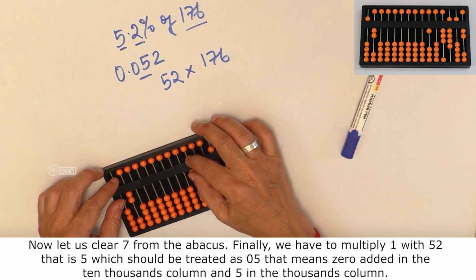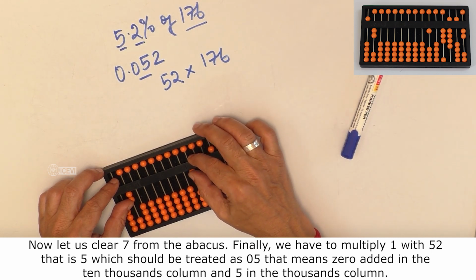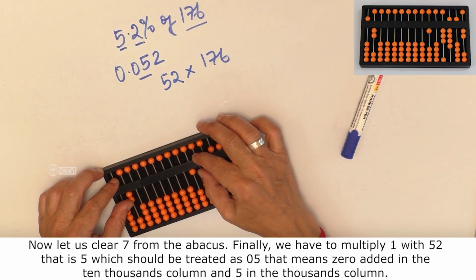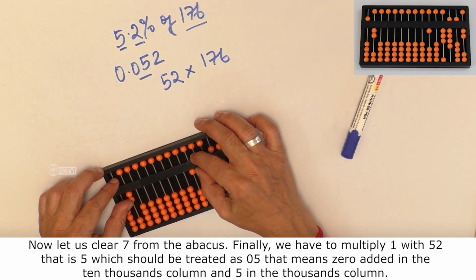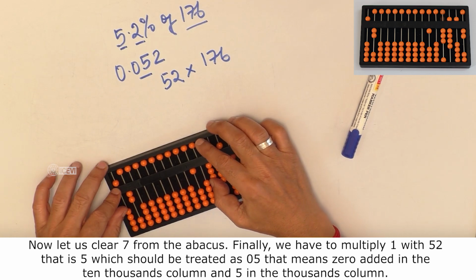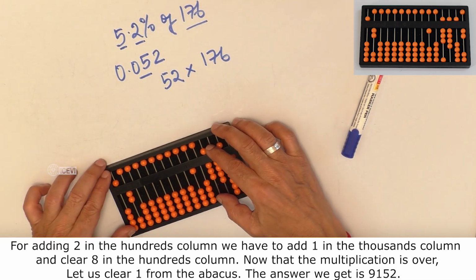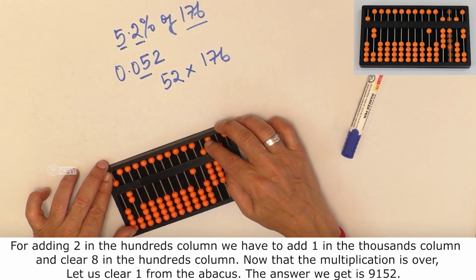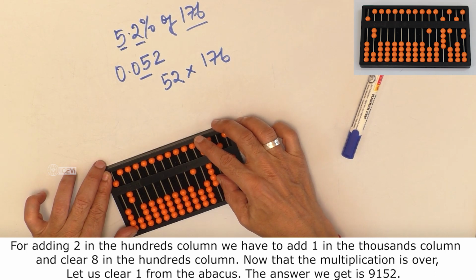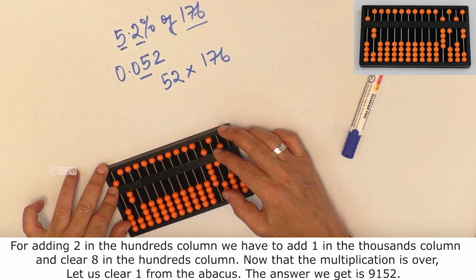Finally, we have to multiply 1 with 52. That is 5 is treated as 0.5. That should be added in the 10,000s column and thousands column. That means the 0 is added in the 10,000s column and 5 in the thousands column. For adding 2 in the hundreds column, we have to add 1 in the thousands column and delete 8 in the hundreds column. Now that the multiplication is over, let us clear 1 from the abacus.